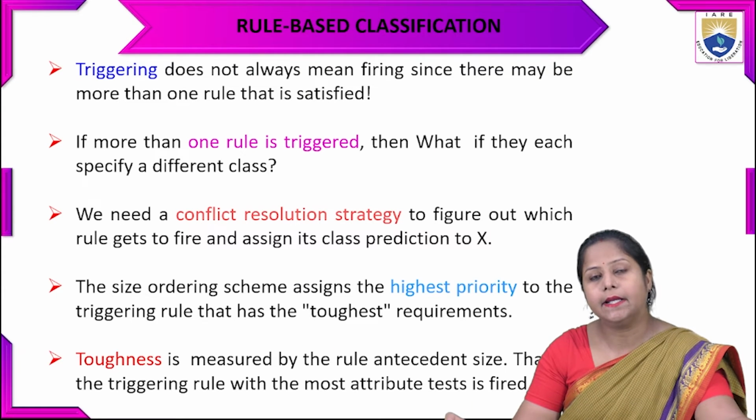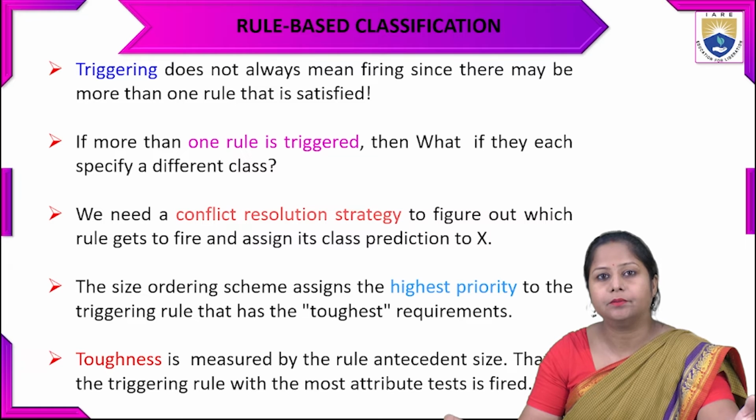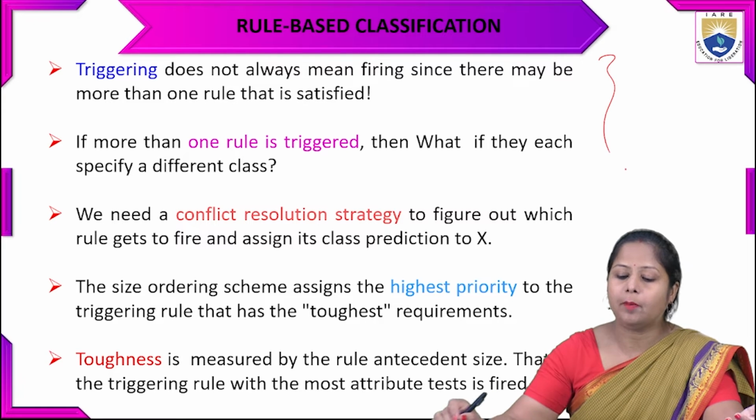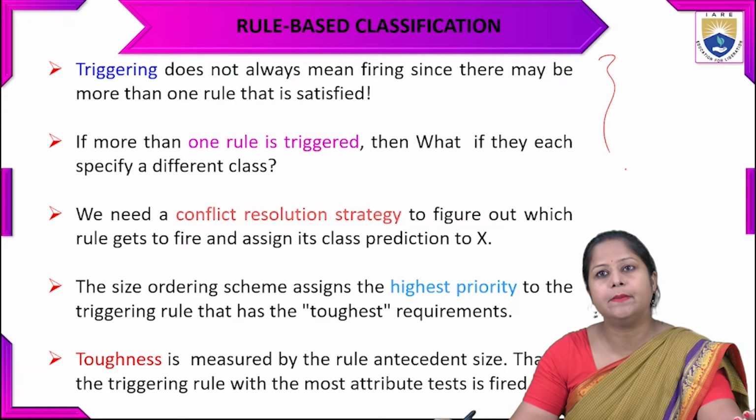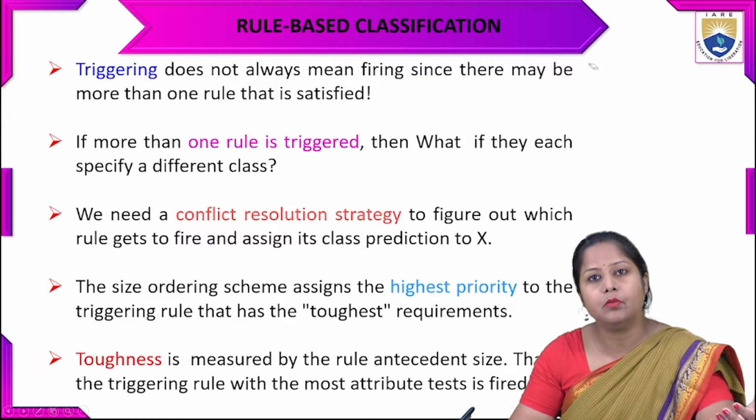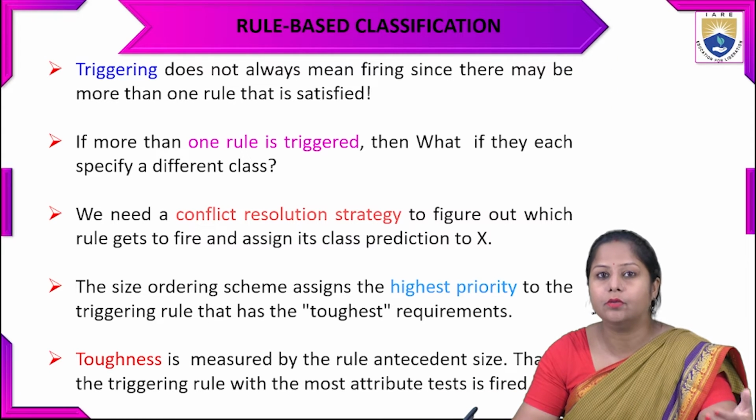So triggering means that the rule is satisfied, right? Triggering having the property does not always mean firing, because there may be more than one rule that is going to be satisfied. So that will not always be true. Some of the time it will be untrue.